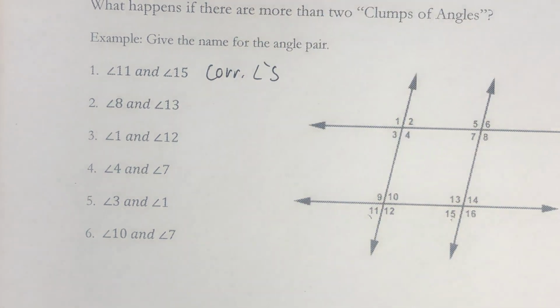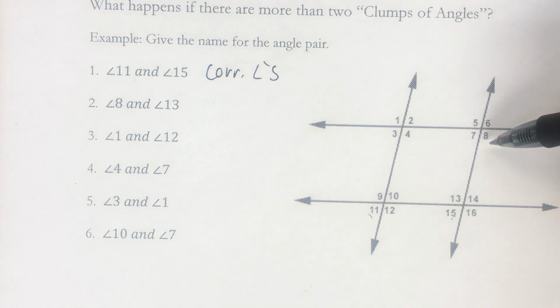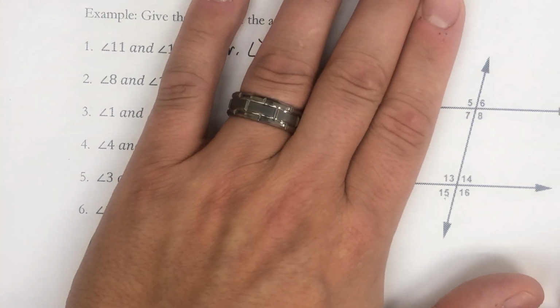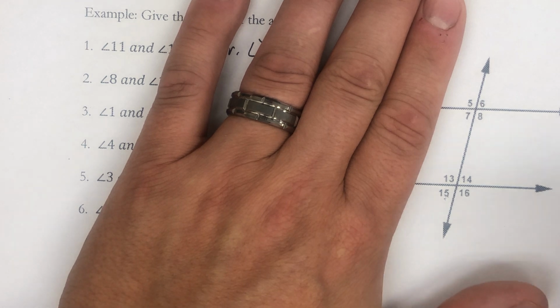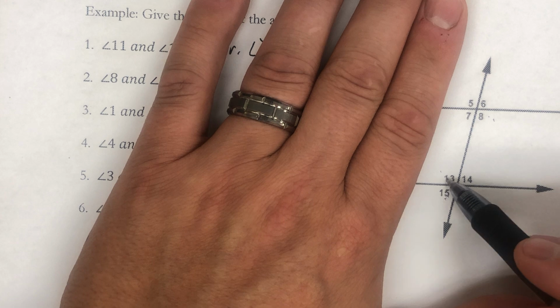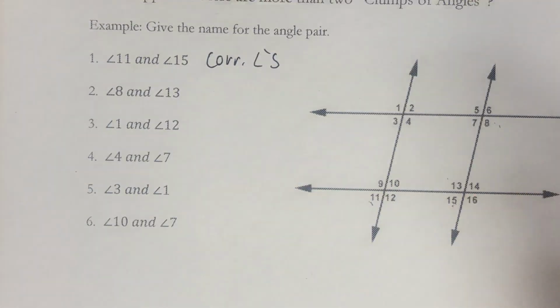I use an angle sign this time. 8 and 13. 8, 13, connected by this line going up and down. So I can eliminate this half. Okay, I can just put my hand over it. 8, 13, both inside, alternate sides, alternate interior angles, AIA.